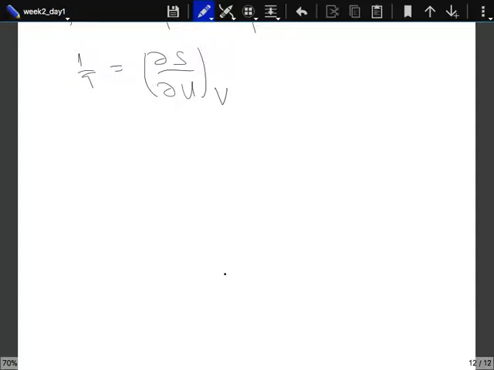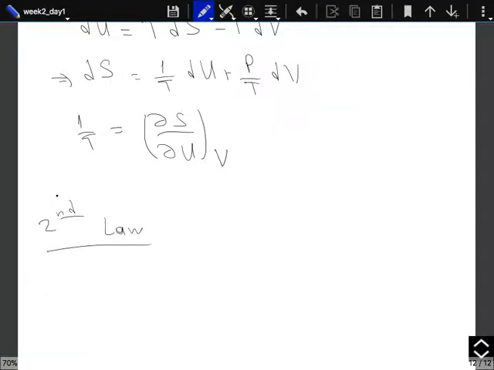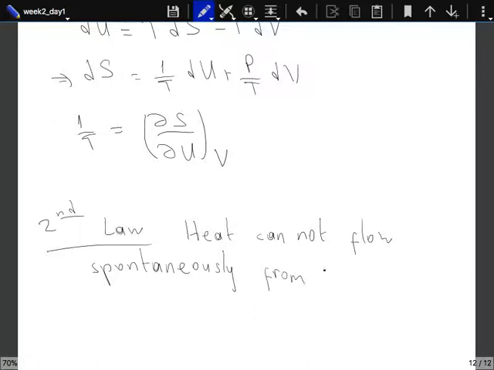Now the second law you can also state in different ways. For example, this derivation is another statement of the second law, which says that heat cannot flow spontaneously from a colder reservoir to a hotter one. So basically heat flows from hot to cold. It cannot go the other way around.